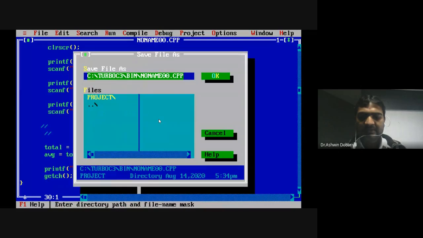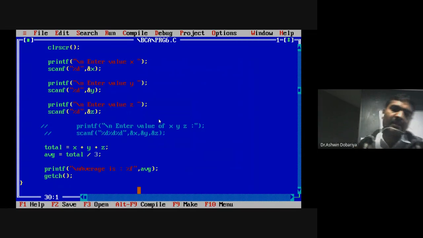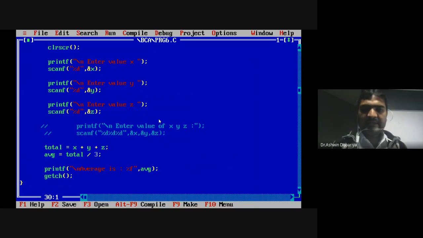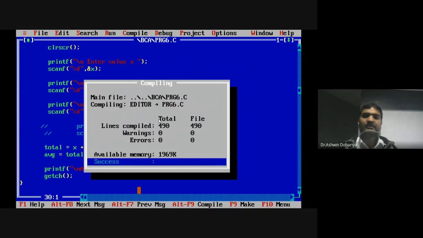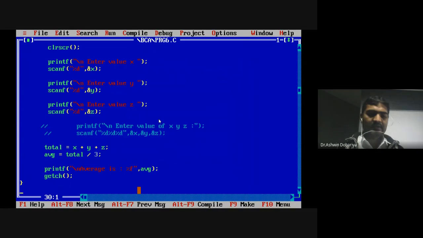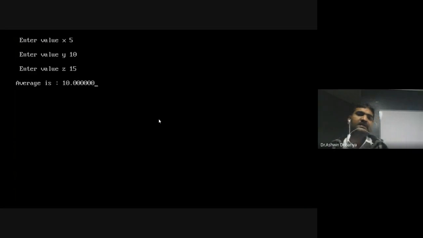First, let me save this program. This is the BCA, then PRG, this is program number 6.c. If I save this. Okay, first Alt F9, I will compile this. There is no error. Okay, then Ctrl F9, if I execute this, suppose my first value is 5, second value is 10, third value is 15, then it says the average is 10.